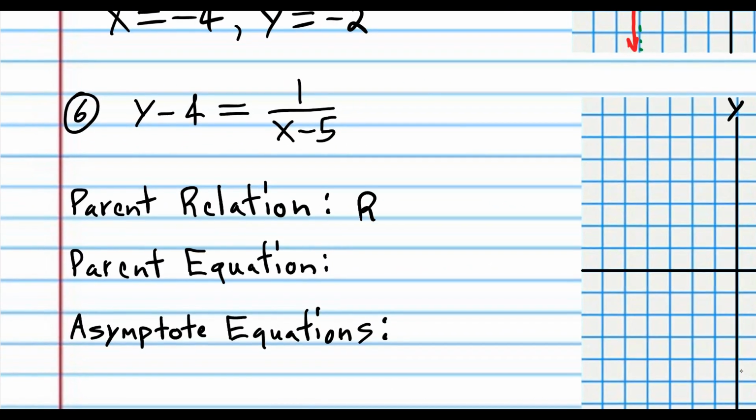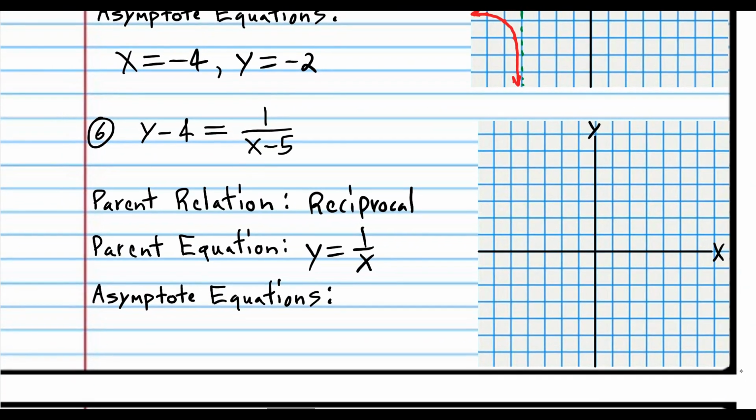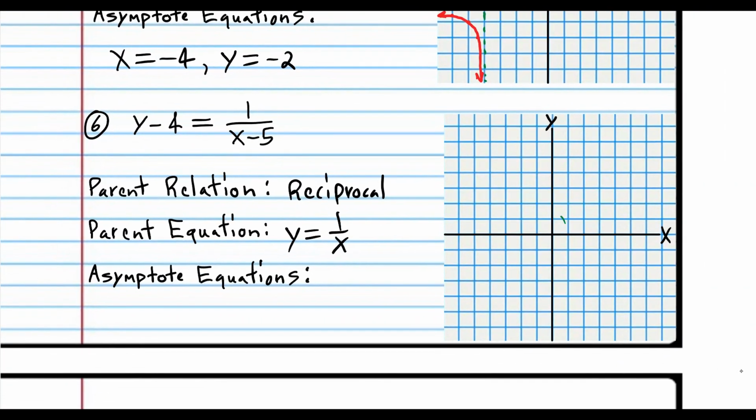So obviously this is the reciprocal parent relation, and the parent equation is y is equal to 1 over x. We're going to start at the origin, and we're going to move 5 units to the right: 1, 2, 3, 4, 5, because we're subtracting 5 from x. And then we're going to move 1, 2, 3, 4 units up because we're subtracting 4 from y. Again, it's the exact opposite of what you would think it would be. So we're going to mark that point.